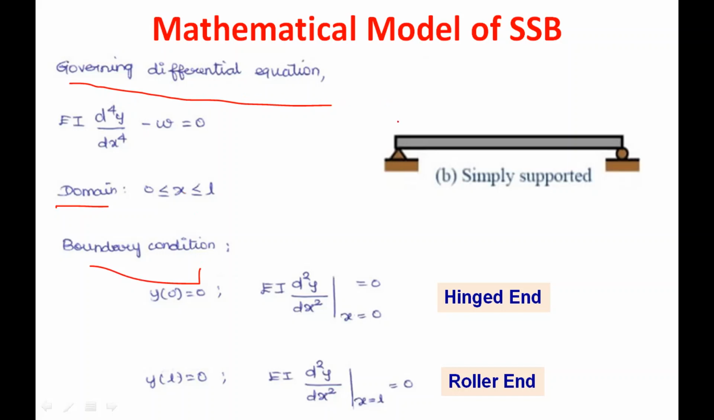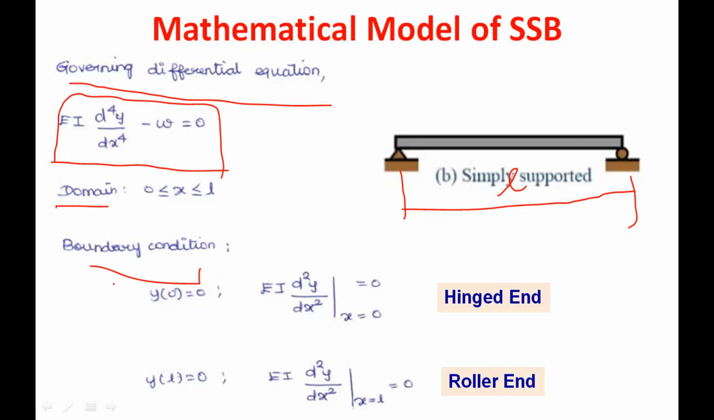Governing differential equation for this simply supported beam we derived: EI d power 4 y by dx power 4 minus w equal to 0. What is the domain for this one? The domain is the length of the beam, which is varying from 0 to L. What are the boundary conditions for this simply supported beam? At x equal to 0, that means the left end hinged support, the transverse deflection y equal to 0, and this end allows the bending of the beam. The bending moment at this support is 0.